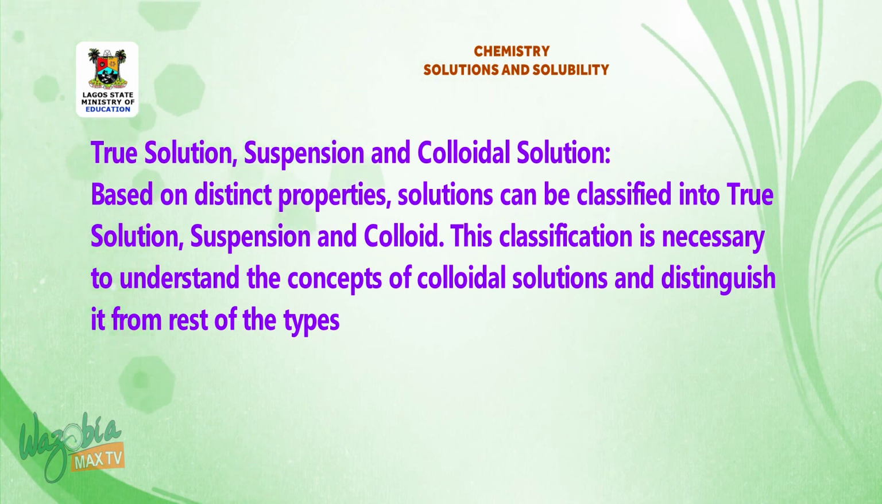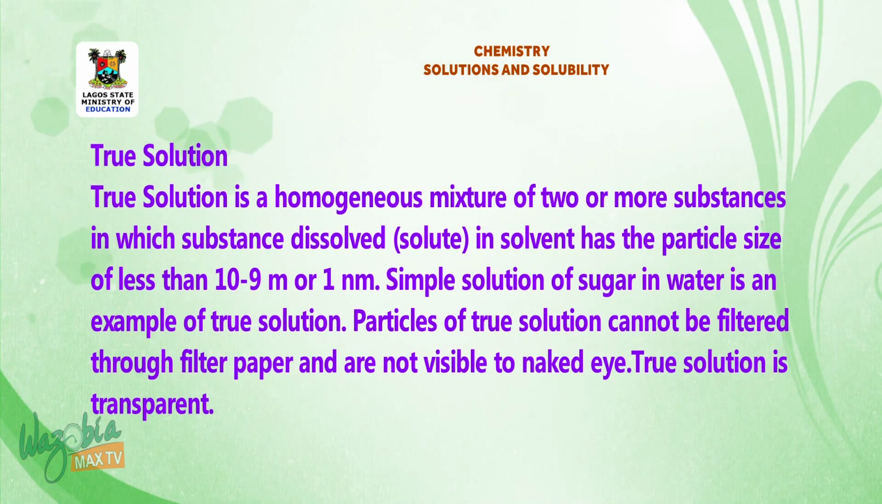Based on distinct properties, solutions can be classified into true solution, suspensions, and colloid. This classification is necessary to understand the concept of colloidal solution and distinguish it from the rest of the types. True solution. A true solution is a homogeneous mixture of 2 or more substances in which the substance dissolved, that is solute, in solvent has a particle size of less than 10 raised to power minus 9 meter or 1 nanometer.